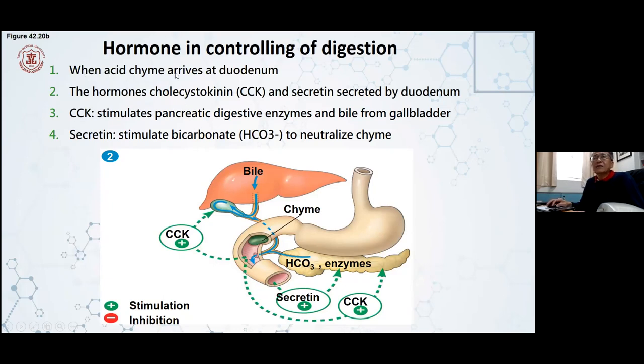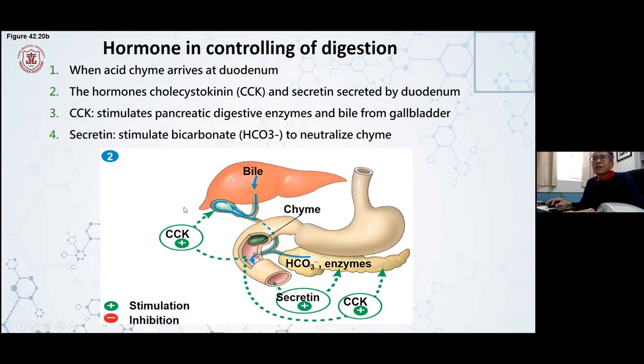When the acid chyme arrives at the duodenum, the hormones CCK, cholecystokinin, and secretin are secreted by the duodenum. What is CCK? CCK can stimulate the pancreatic digestive enzymes and the bile from the gallbladder. So when the acid chyme reaches the duodenum, it stimulates CCK. CCK will stimulate the gallbladder to contract and release bile salts, and it also stimulates the pancreas to release digestive enzymes.